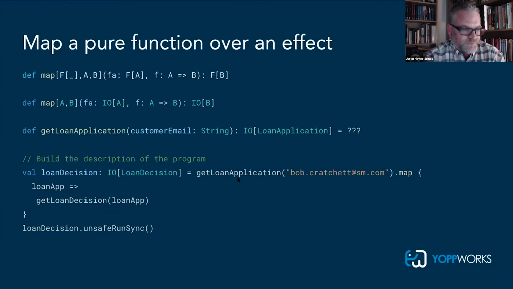In the lower third of the slide, you can see this in action. We call the getLoanApplication function, and that will return an IO loan application. And then we use Functor's map, which will map that using our pure function to give us an IO of loan decision. And what we've done here is just build a description of a program. And then if we want to run it, we can use this unsafe run command. What we mean by unsafe is you're leaving the pure world going into the real world of effects.